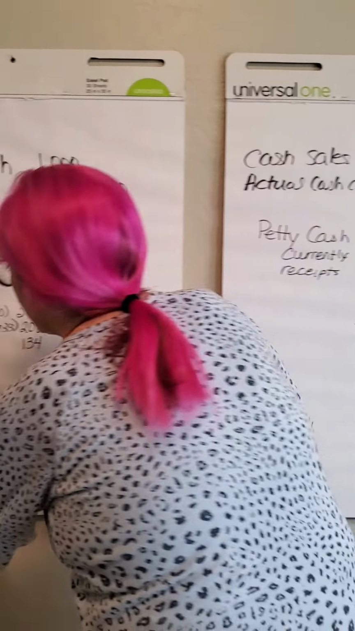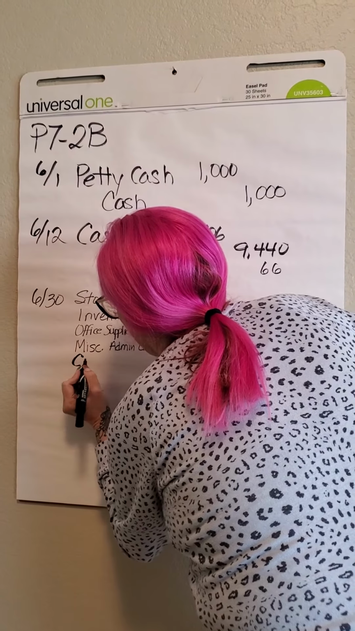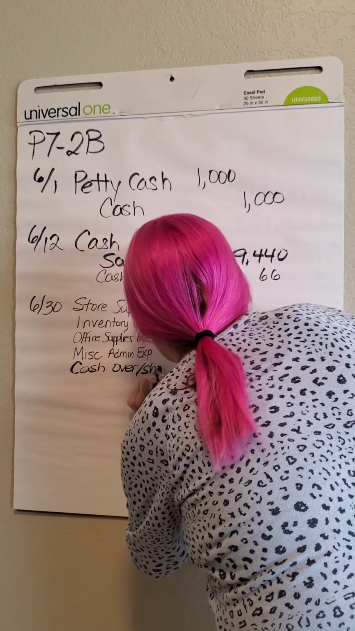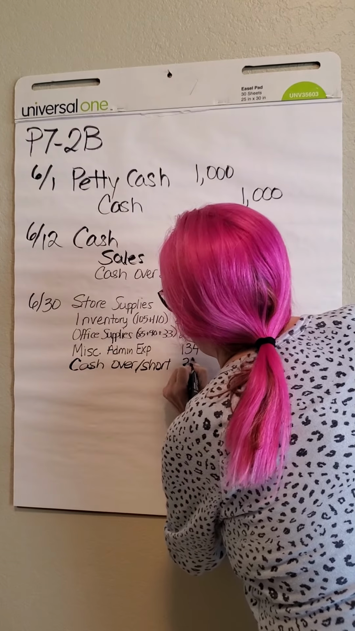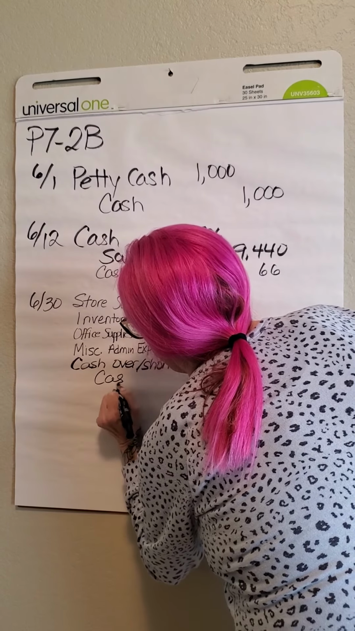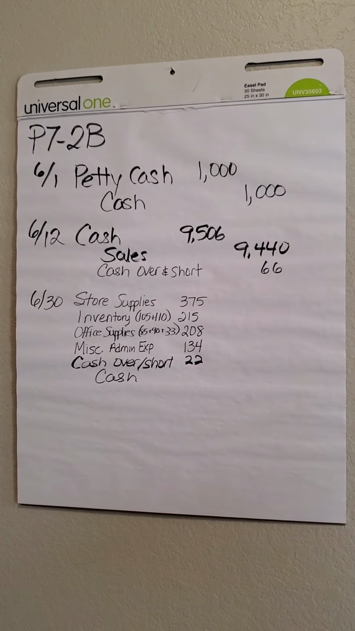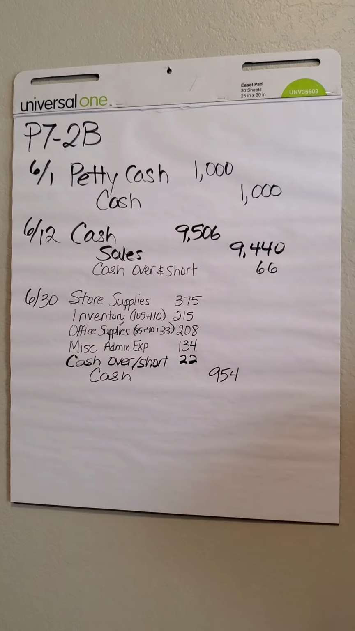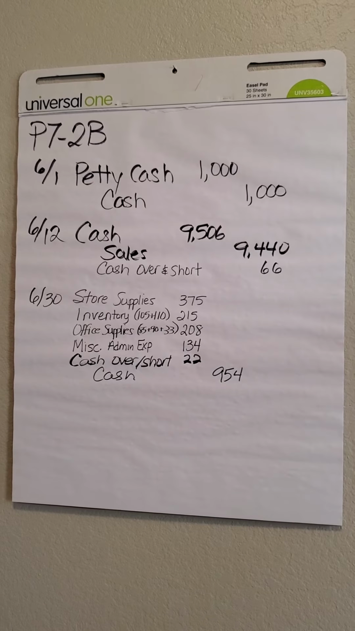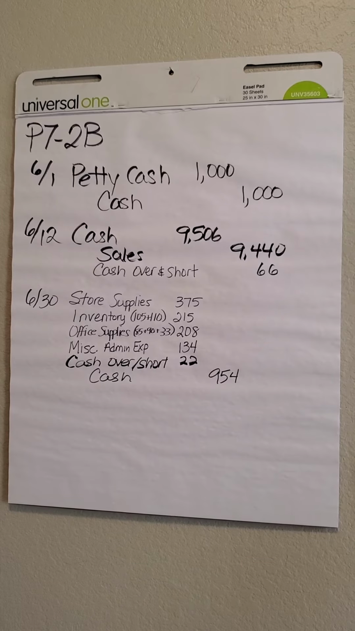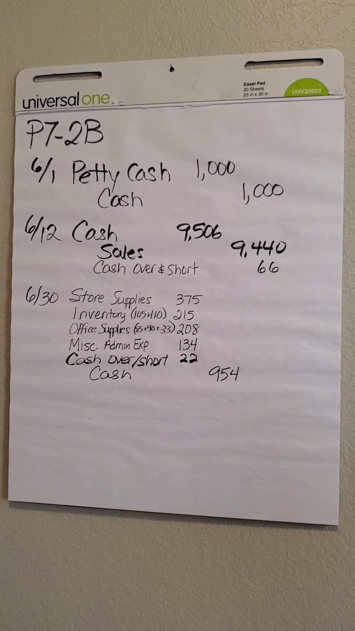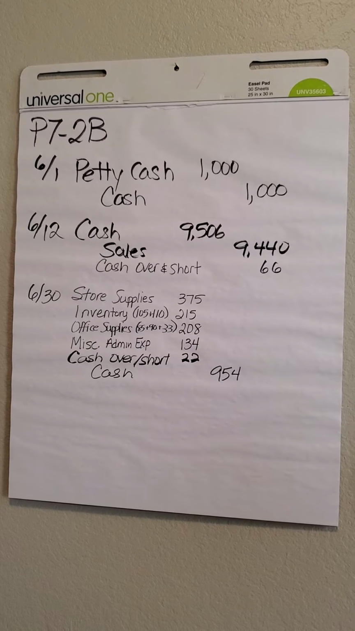So we debit cash over and short by that $22. And then we can fully refund the petty cash account by giving them $954. So you can see there we replenished it. The custodian gets the $954. The petty cash fund is back up to $1,000. And at the end of the next month, they will take care of doing this again.